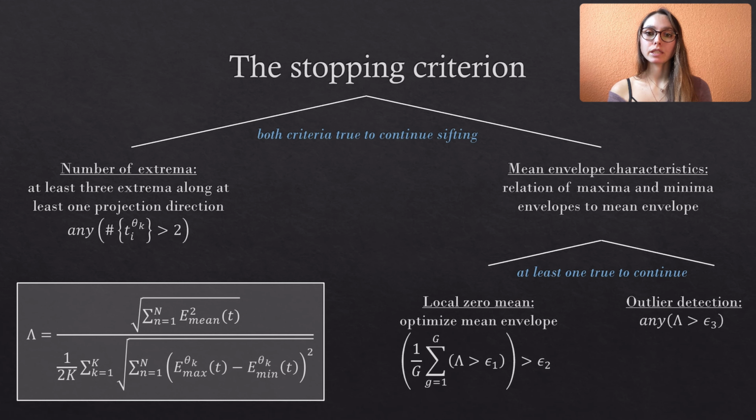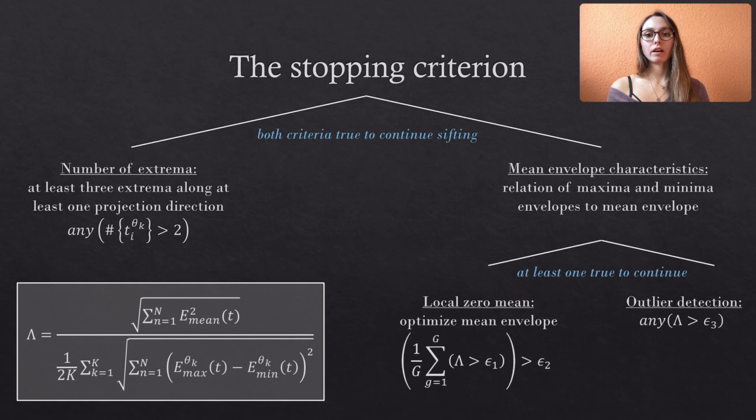Although the MEMD is a data-driven decomposition method, you see that the stopping criterion requires some user input to define the 3 threshold values. For a warm start, the MATLAB code by Rehman and Mandic provides default values for this. But you should definitely play around with these values to see how much impact they have on the outcome and to get kind of an intuitive feeling for their significance.